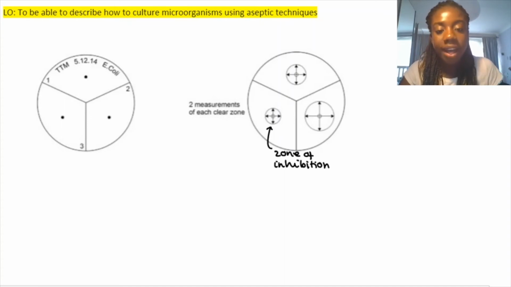And in order to carry this out as an experiment, we first need a control. So we'd have a filter paper disc just with water on it, and that shouldn't obviously show any zone of inhibition or any bacterial death.